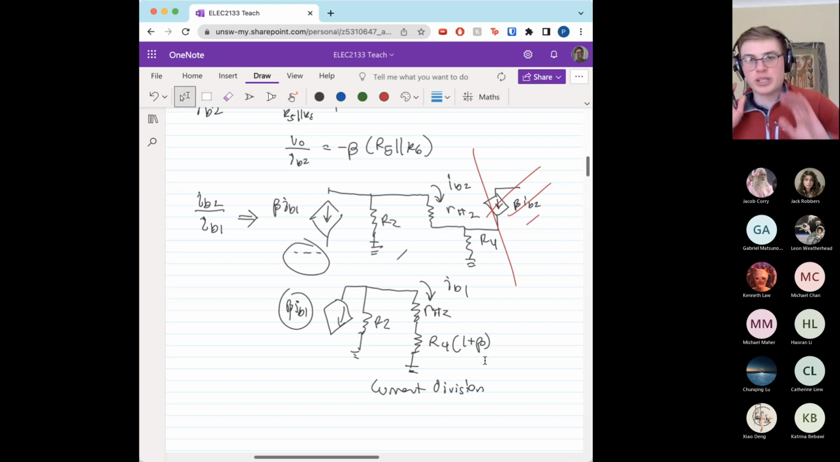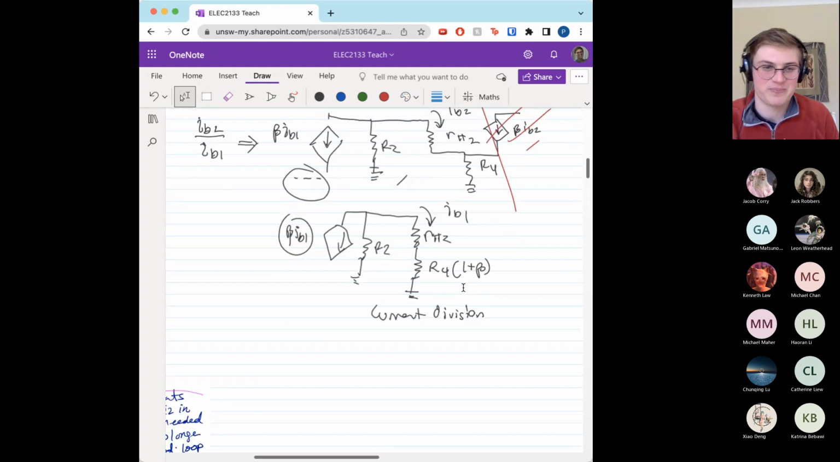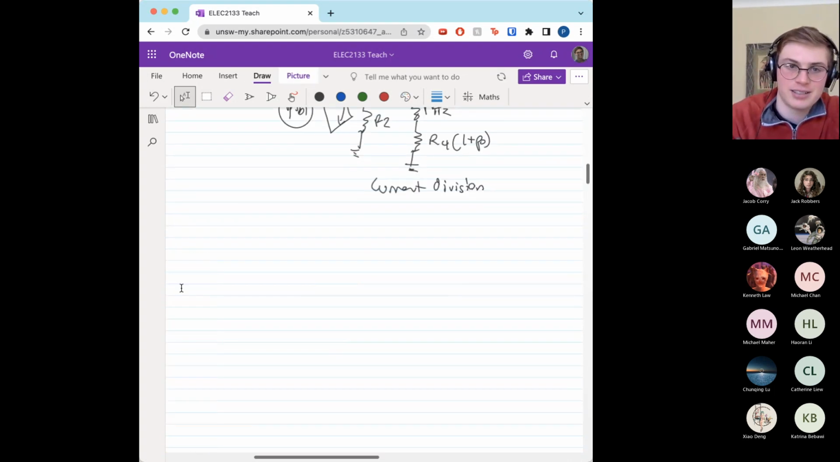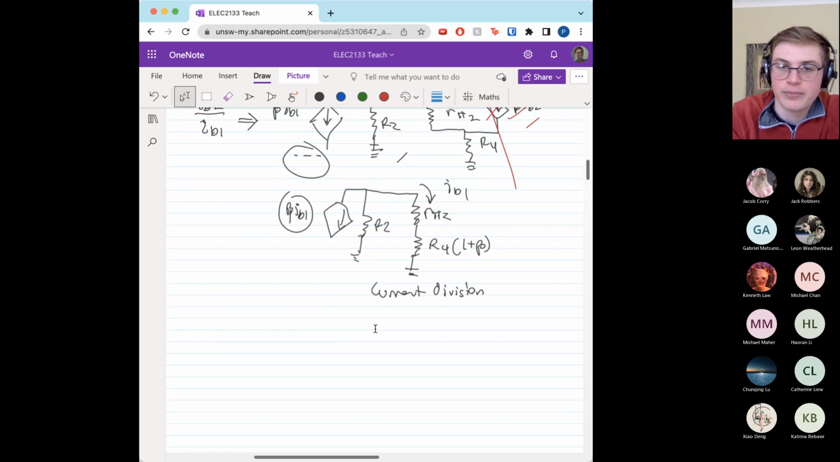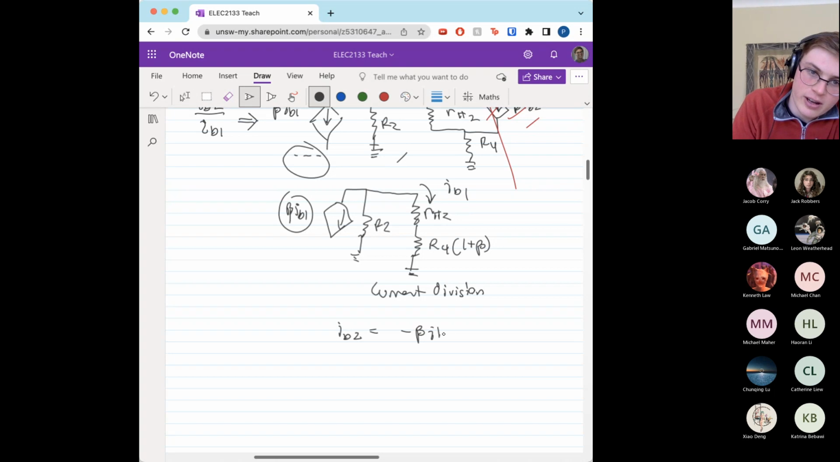So I will agree that this analysis is not like your other courses, but at the same time, it's exactly like your other courses. So we're going to do a current division. Just be careful with this. There's a negative because this current is flowing the other way. So we're going to divide minus beta IB1. With current division, we use the resistance that it's not going through, and then the sum of all the rest.